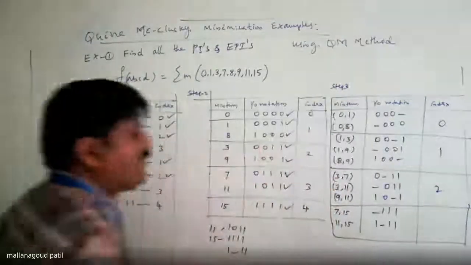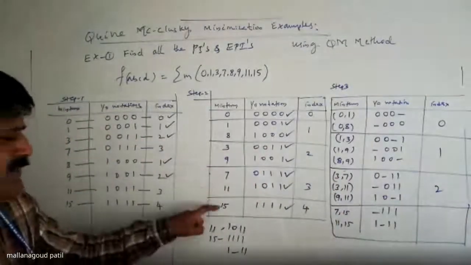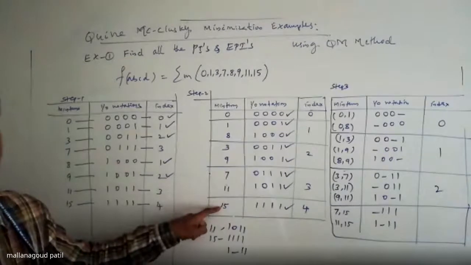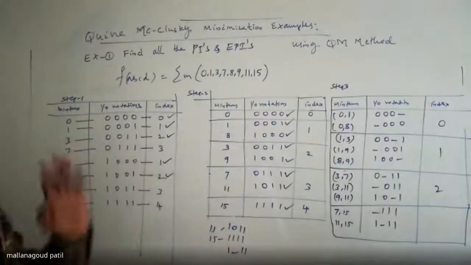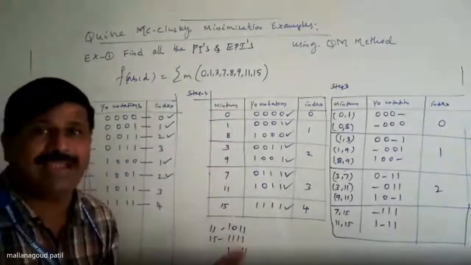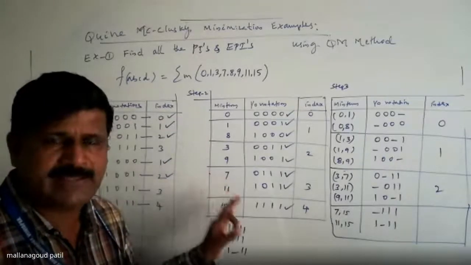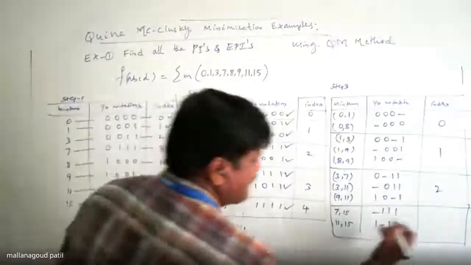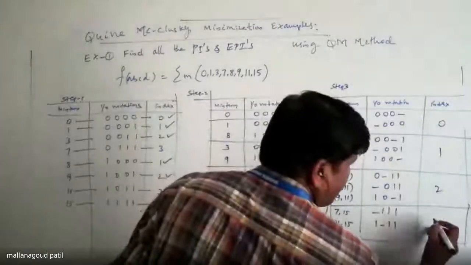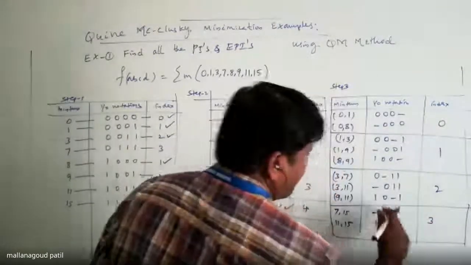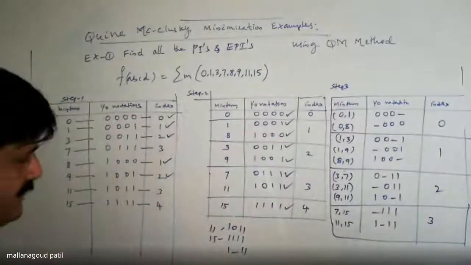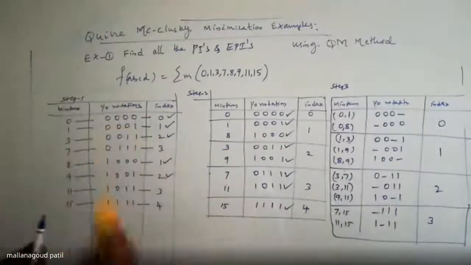It's okay. Then what is the index of this? 7 and 15 logical adjacent, 11 and 15 logical adjacent. Then all are marked in step 2. Means no PI found in step 2. No prime implicant found in step 2. Okay, what is the index? 3. Number of ones available will be 3. It's okay. Next, I can continue this.